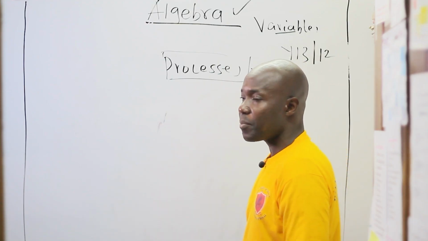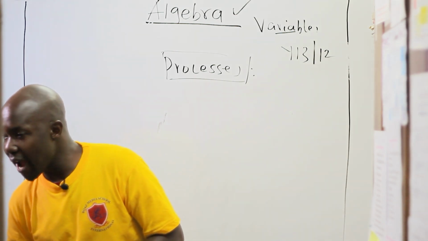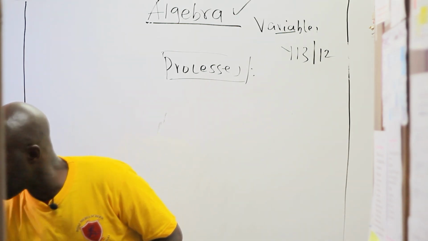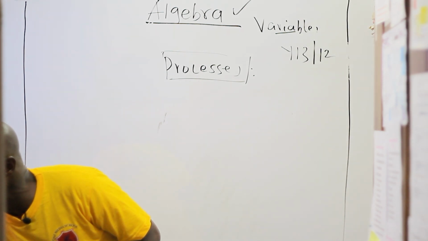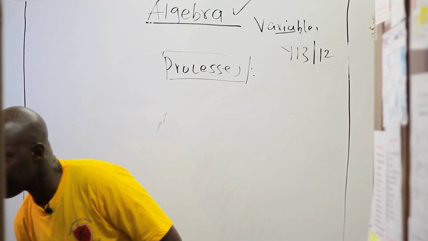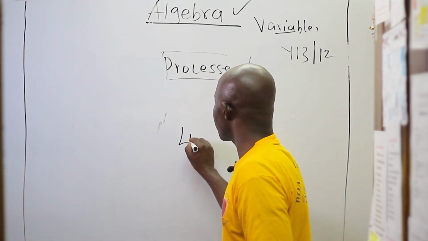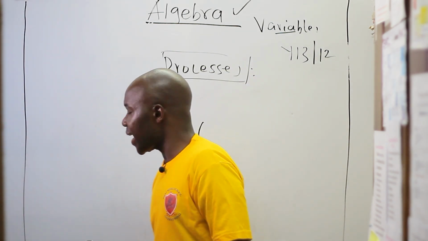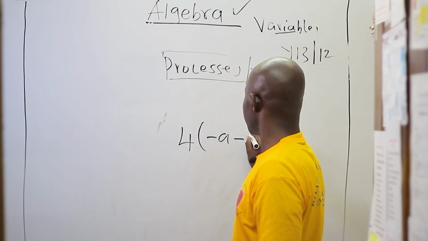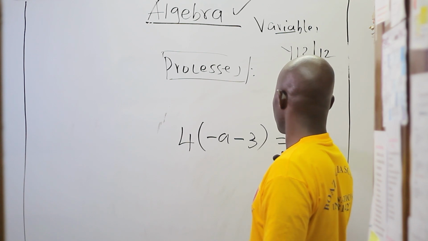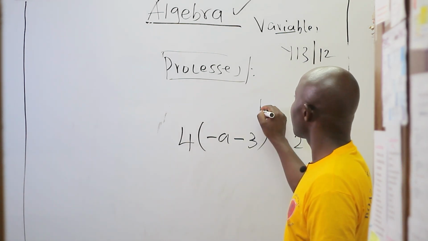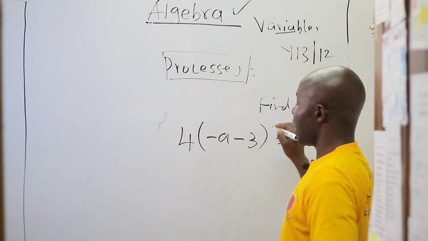Let me look into a simple example here to indicate why I brought that idea of the negatives and positives. I have some problems here. Add them on the board. Now somebody comes and tells you, for example, 4 into (negative A minus 3) equals 22. Then they say, find the value of A.